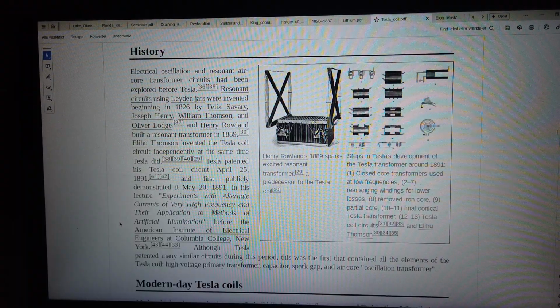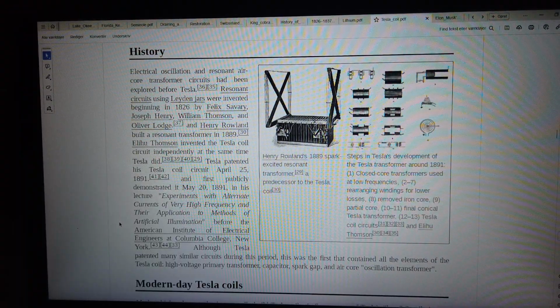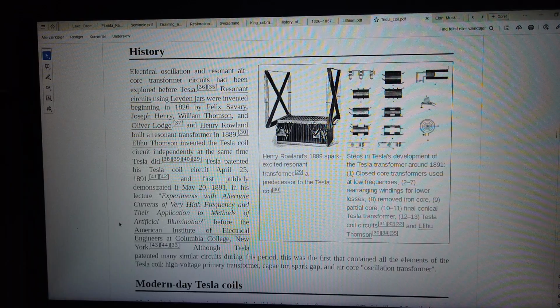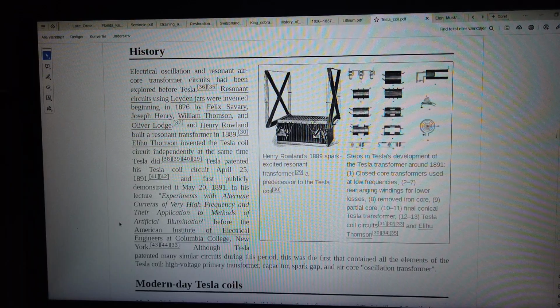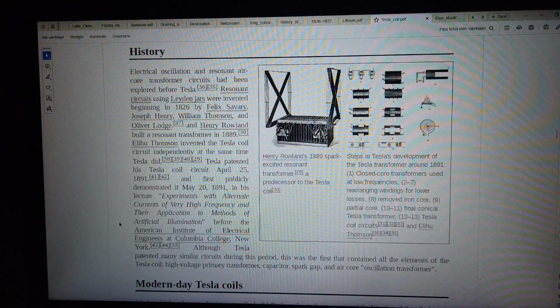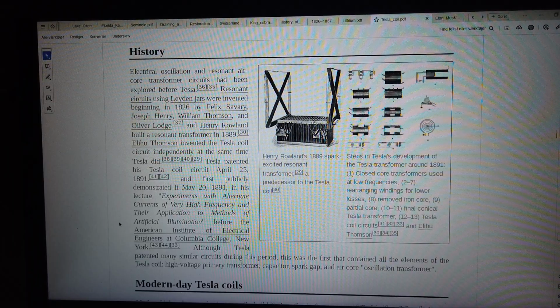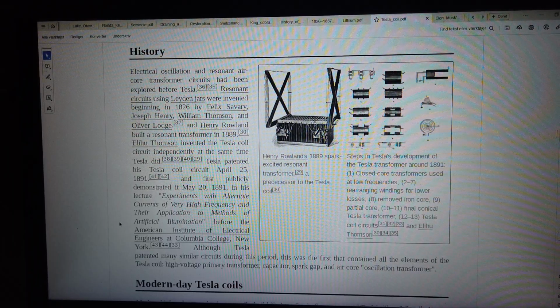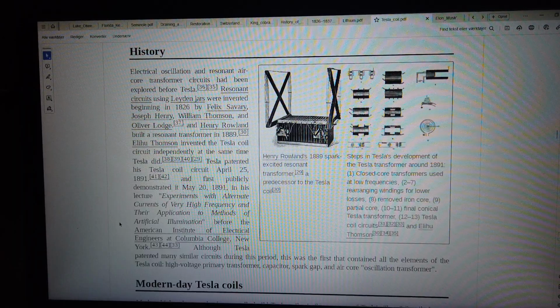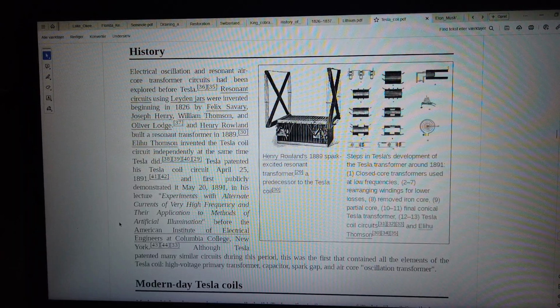Closed core transformers used at low frequencies. Rearranging windings for lower losses. Removed iron core. Partial core. Final conical Tesla transformer. Tesla coil circuits. And Elihu Thomson.